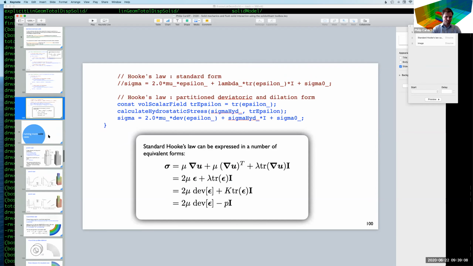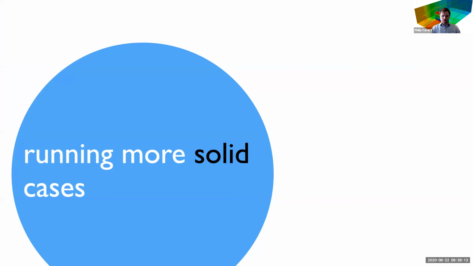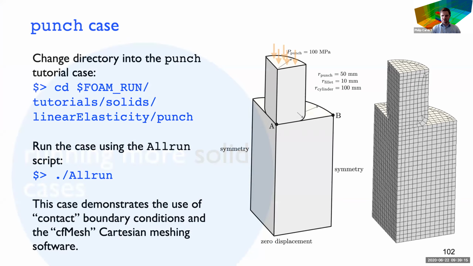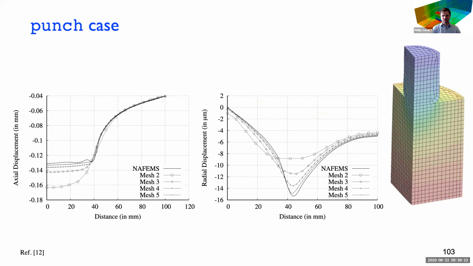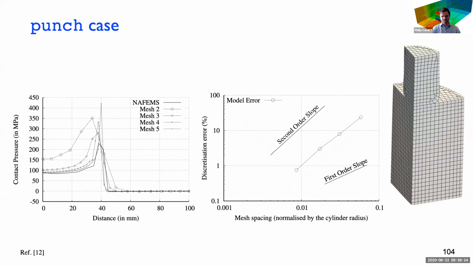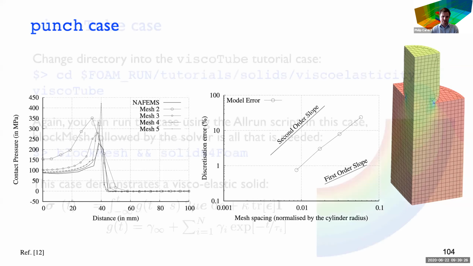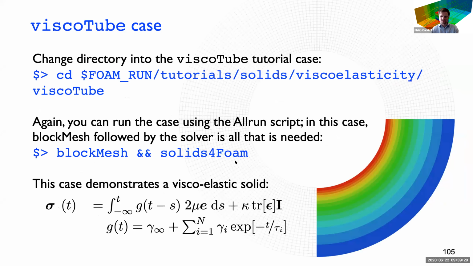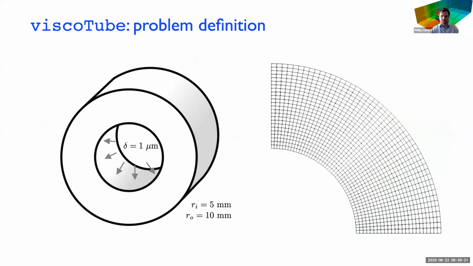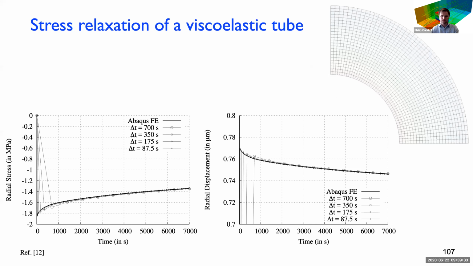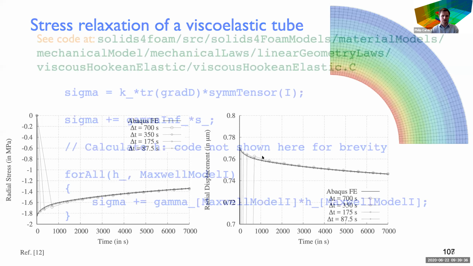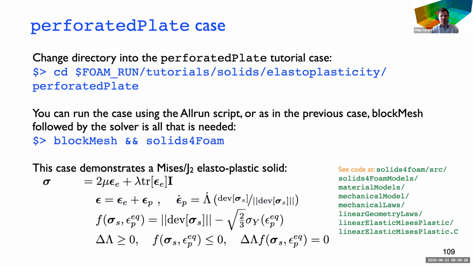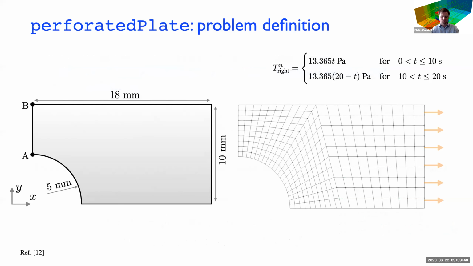If we have time at the end, we can look at other solids cases, but there are many solid cases. If you just go in and try them out, many of them are from published papers, so you can find them described there. You can try contact analysis and check the order of accuracy, etc. Viscoelasticity, box-plate limitation, elastoplasticity, so a permanent deformation.